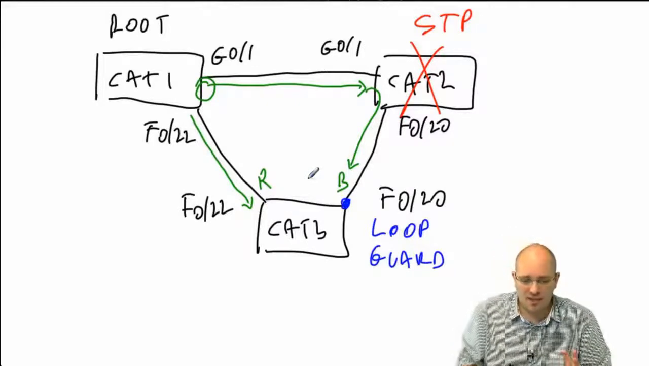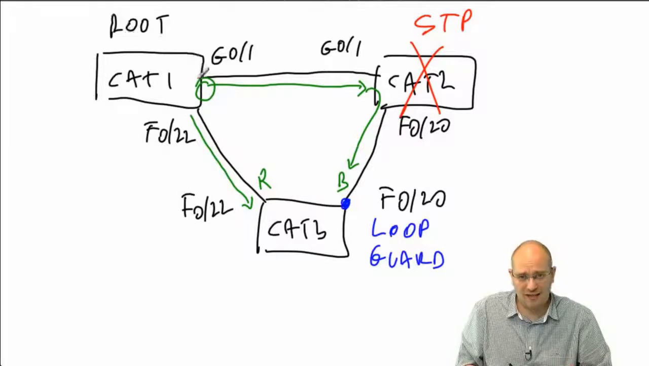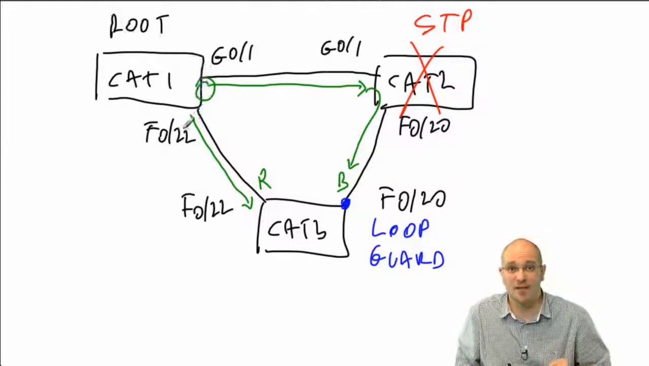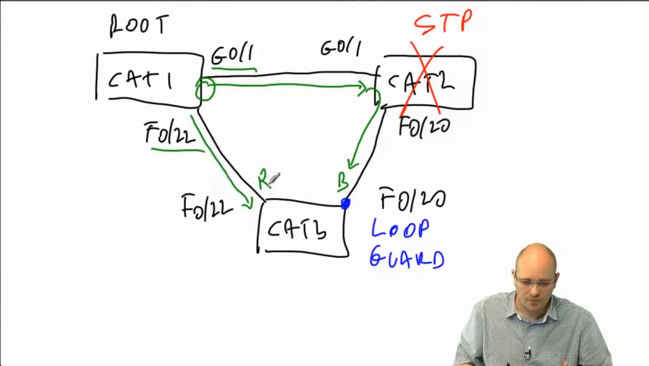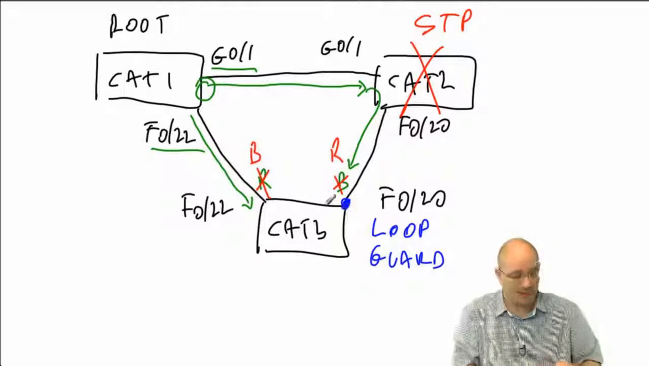Why? Because this is going to have the same root ID. It is going to have the same sender ID, which means that we have to go down to the actual port ID for determining which one of these is the superior BPDU. And the Gigabit interface will actually win over FastEthernet 22. So what we should have here is a reversal of roles: this is going to become a blocking port and this one here is going to become the root port. Let's take a look at that.